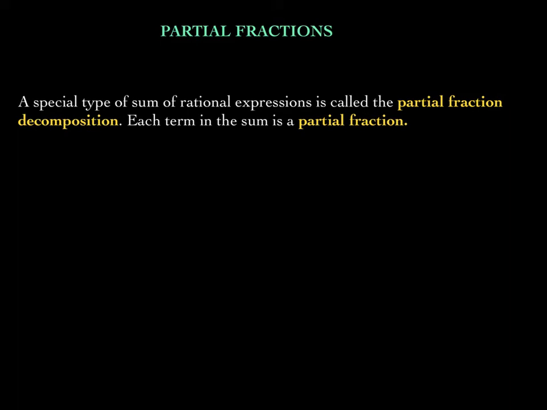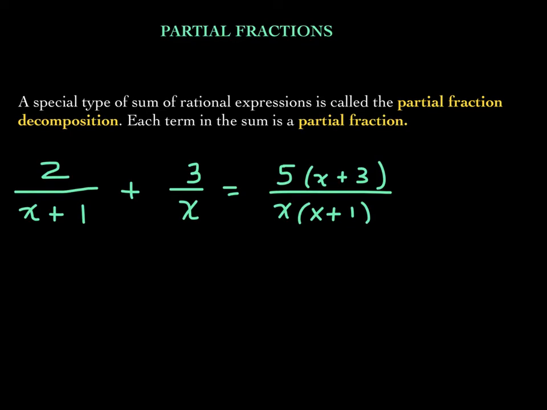So we are given one rational expression and we are going to be asked to rewrite it, or express it, as a sum of two or more rational expressions. So what we must understand is a special type of sum of rational expressions is called the partial fraction decomposition. Each term in the sum is a partial fraction. Here's an example of what I'm referring to.